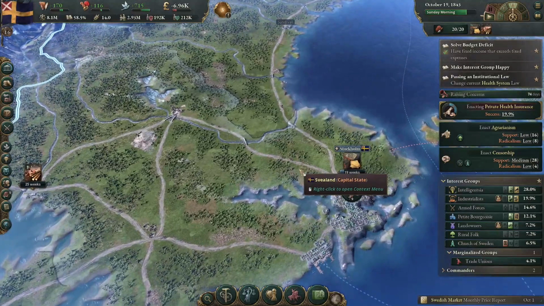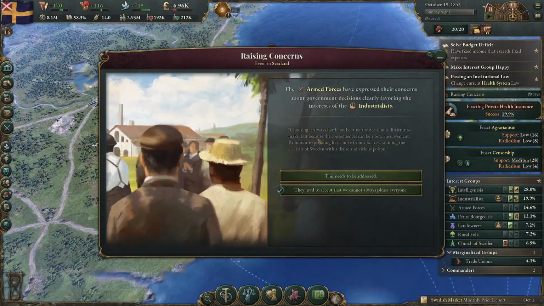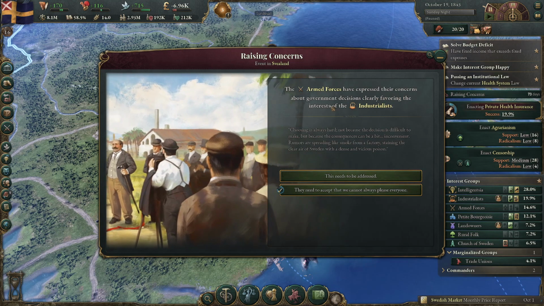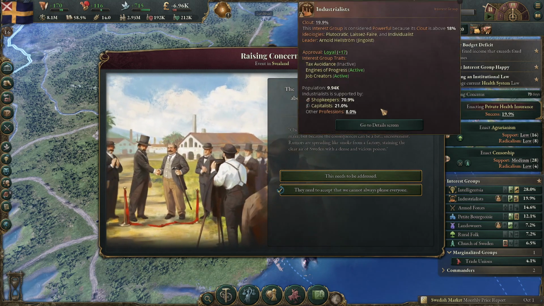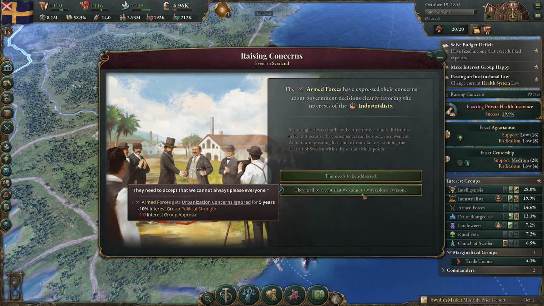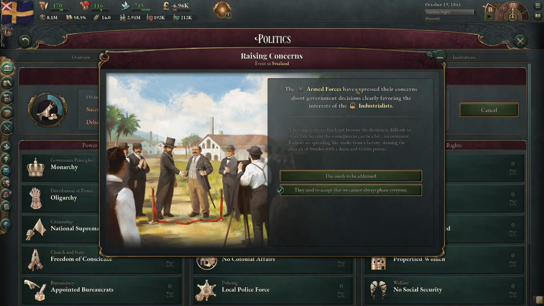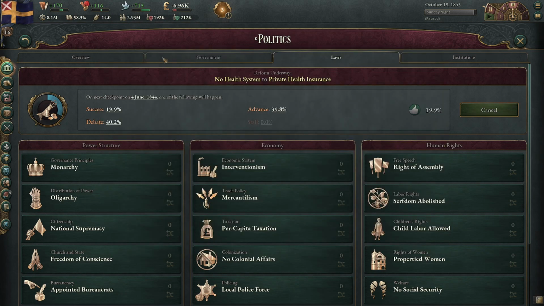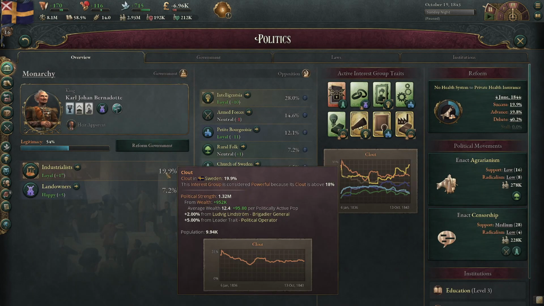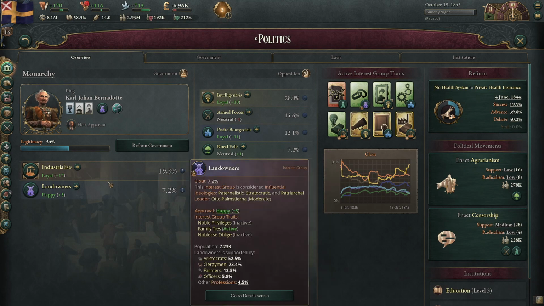Norlands. What's this? Says the armed forces have expressed concerns over the government decision to clearly favour the interests of the industrialists. They need to accept they cannot please everyone. 10% interest group political strength. I assume that is the industrialists. What's the political strength? Just minimize that. I'm not exactly sure what the correlation between clout and political strength is. This is not affiliated to any party.